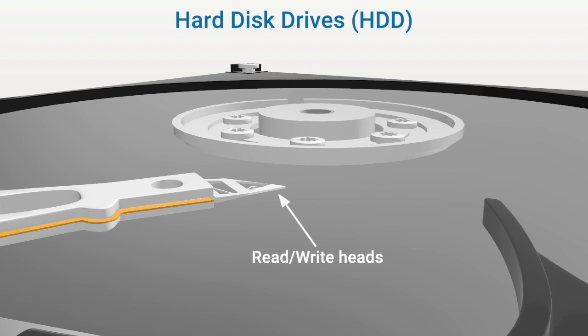Data is stored on both sides of the platter, so there's a head on the bottom and top of each disk. The heads are connected to this armature, which has an electric motor that moves the heads in and out so they can access every part of the disk. These platters spin at a very high speed.